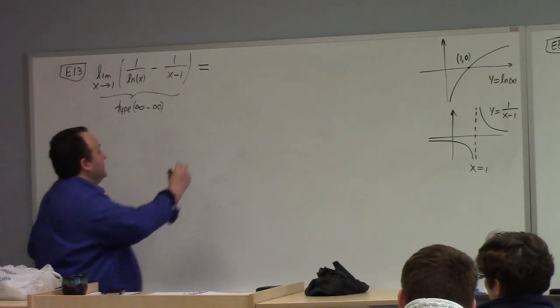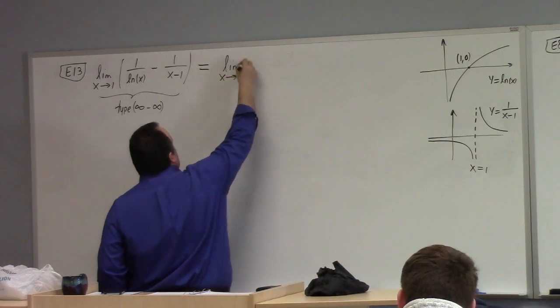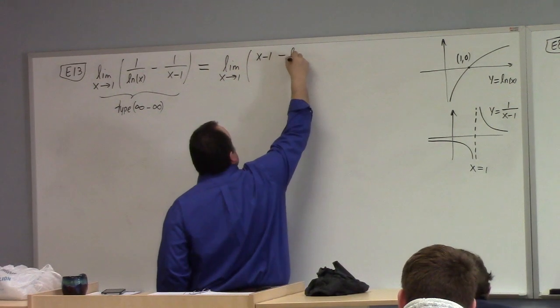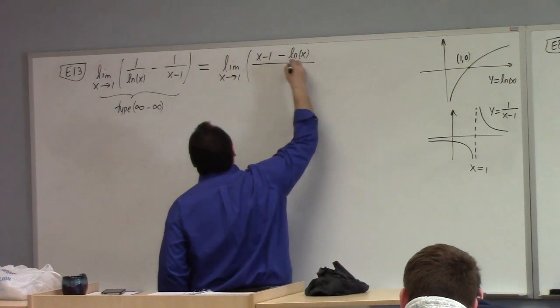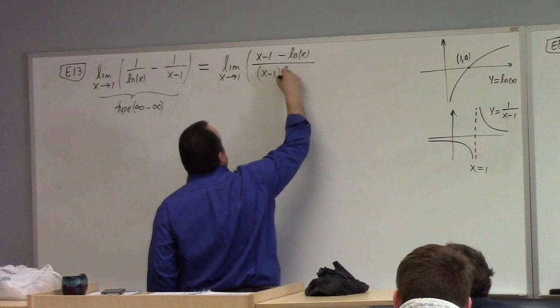Excellent. That's exactly what we should do. So let's do it. We have the limit as x goes to 1, and just like you told me, x minus 1 minus the natural log of x, all divided by x minus 1 times the natural log of x.